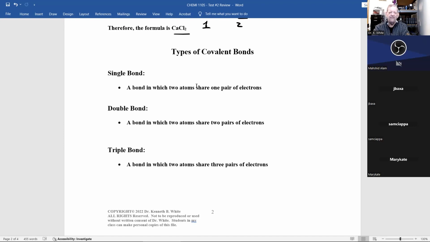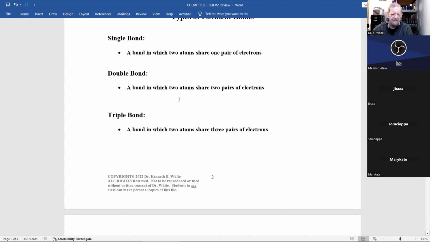Now, you should know a single bond is a bond in which 2 atoms share 1 pair of electrons. A double bond is a covalent chemical bond in which 2 atoms share 2 pair of electrons. Remember, a pair means 2. And a triple bond is a bond in which 2 atoms share 3 pairs of electrons. So you should know the 3 types of covalent bonds: single, double, and triple, and how many pairs of electrons they share. Single bond, 1 pair; double bond, 2 pair; triple bond, 3 pair.